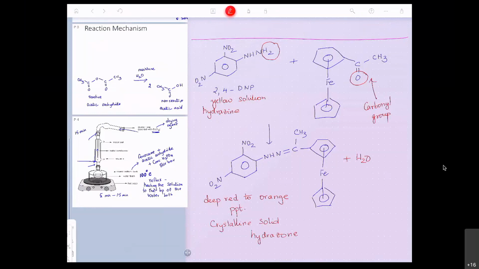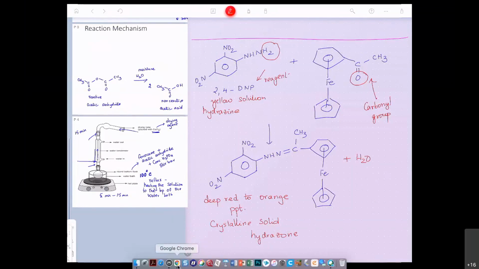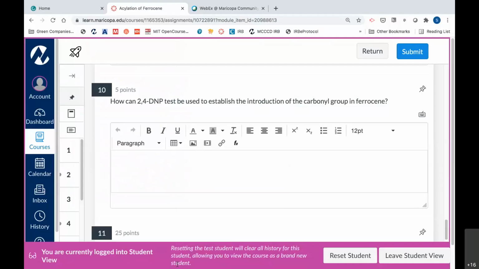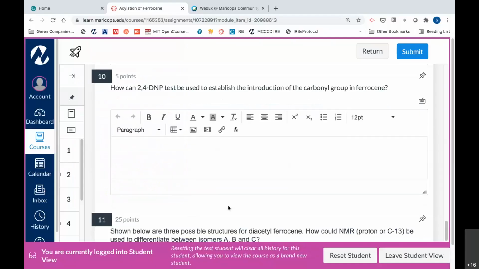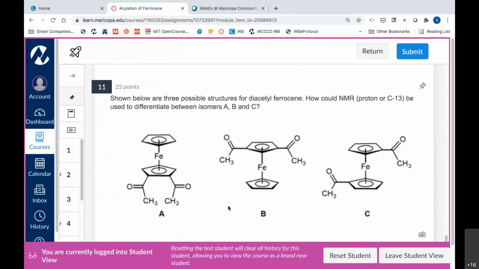You can definitely do this by eye or whatnot, but it's a visual test. Add a couple drops of this 2,4-DNP reagent, which is 2,4-dinitrophenylhydrazine, and then you will form this hydrazone, which is a precipitate that is very shiny. It's got a very deep red to orange color, and that is how you find out that you have a carbonyl group, ketone. Also gives positive tests for aldehydes, but here you have a ketone.